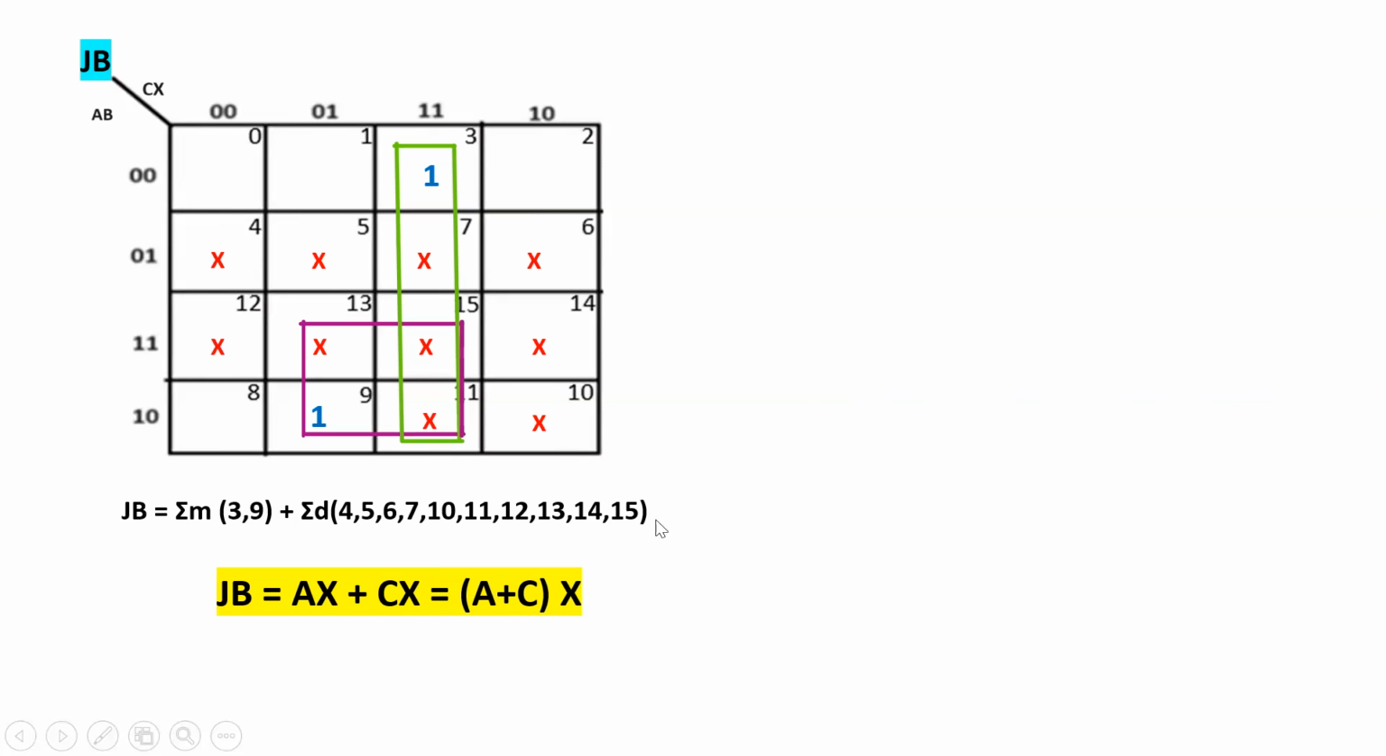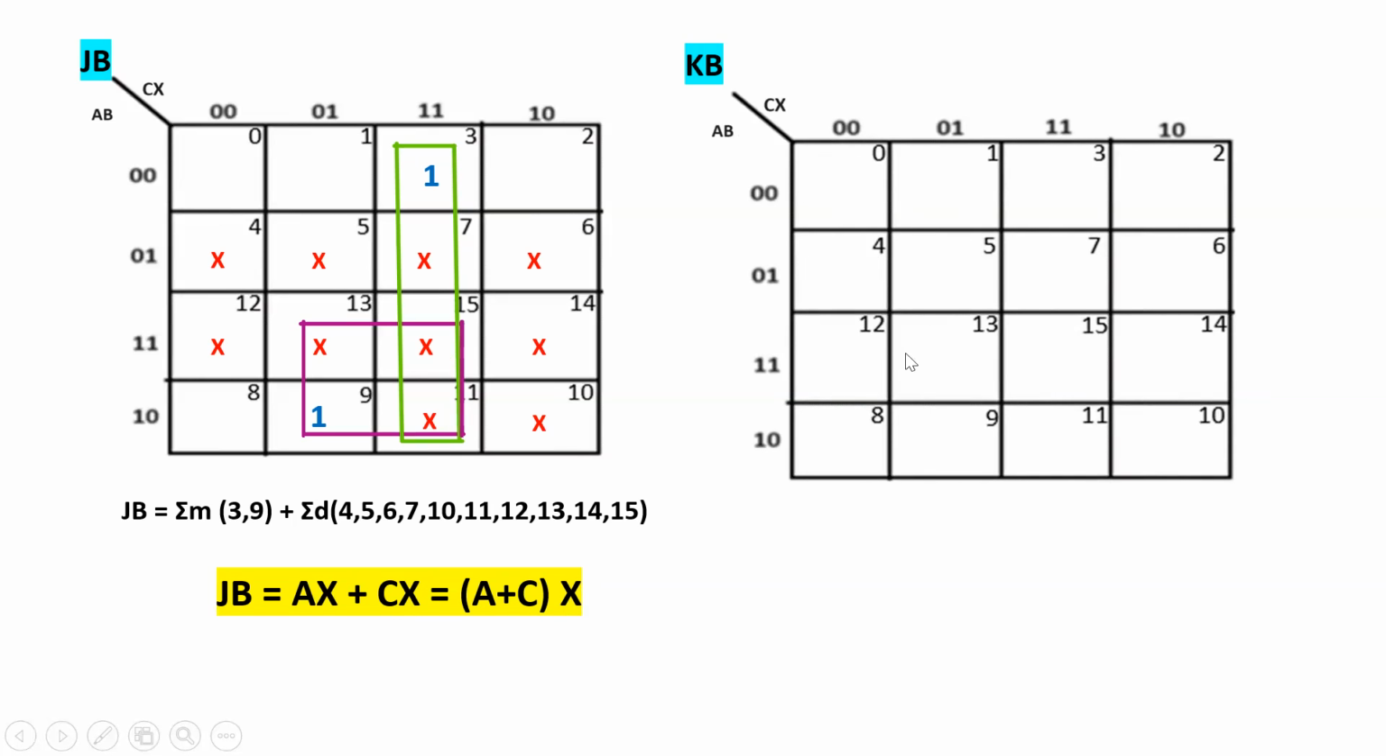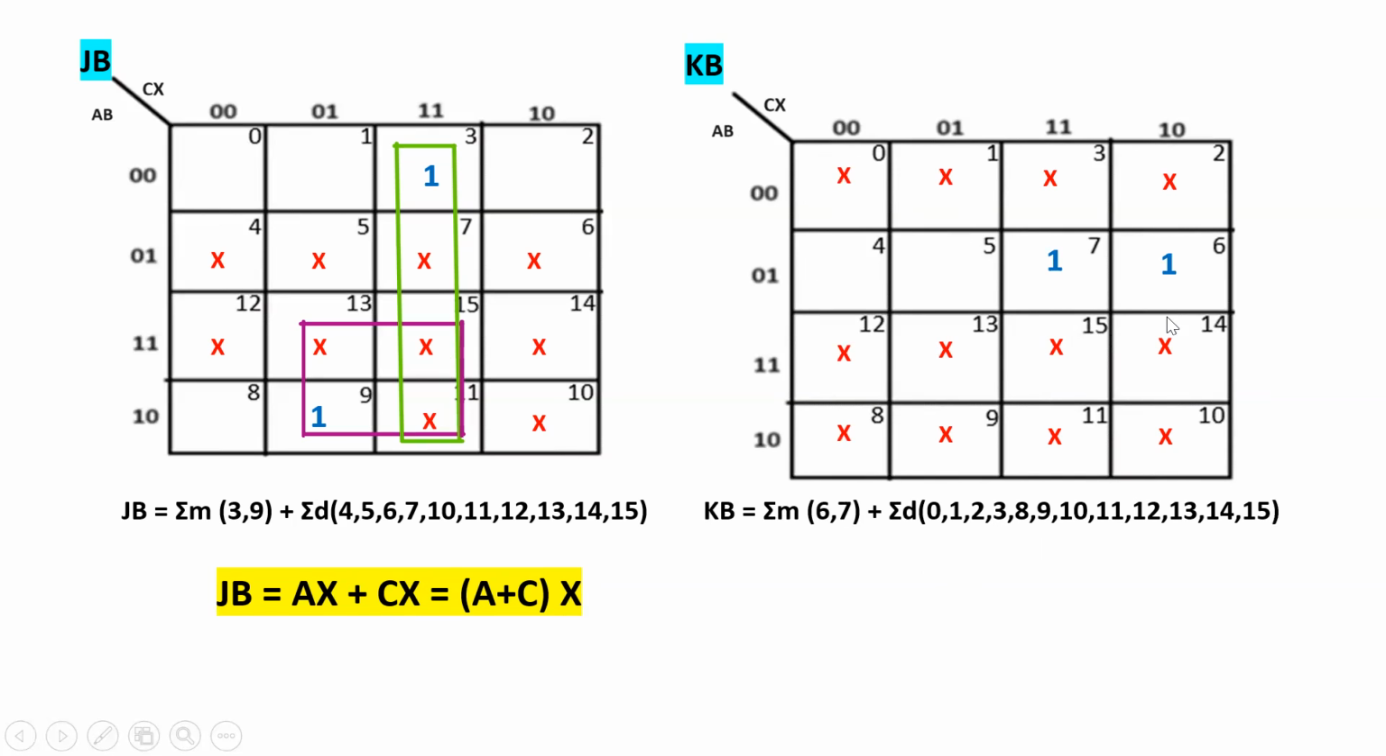X is common. For KB, similarly, you should fill the minterm number boxes. Then we should make a group. This is one group, an 8 ones group. We should write the equivalent product. This group lies in all these rows, so AB should be skipped. And in these 2 columns, C is common because for C, the binary is 1. So KB equals C.